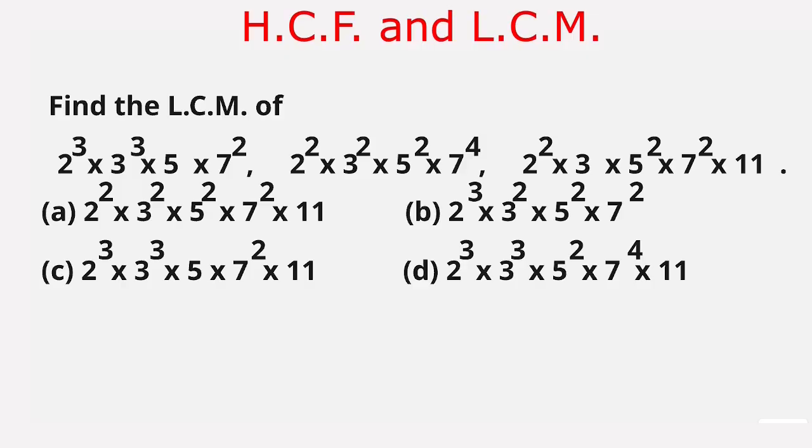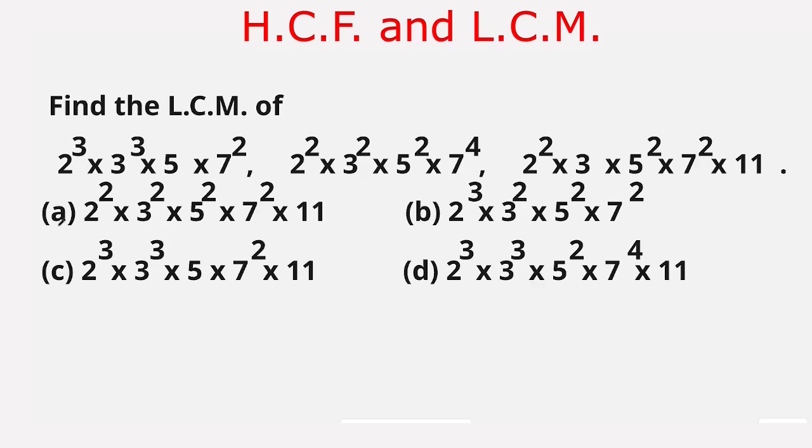Our question is, find the LCM of, our first number is 2 to the power 3 multiplied by 3 to the power 3 multiplied by 5 multiplied by 7 to the power 2. The second number is 2 to the power 2 multiplied by 3 to the power 2 multiplied by 5 to the power 2 multiplied by 7 to the power 4. The third number is 2 to the power 2 multiplied by 3 multiplied by 5 to the power 2 multiplied by 7 to the power 2 multiplied by 11.